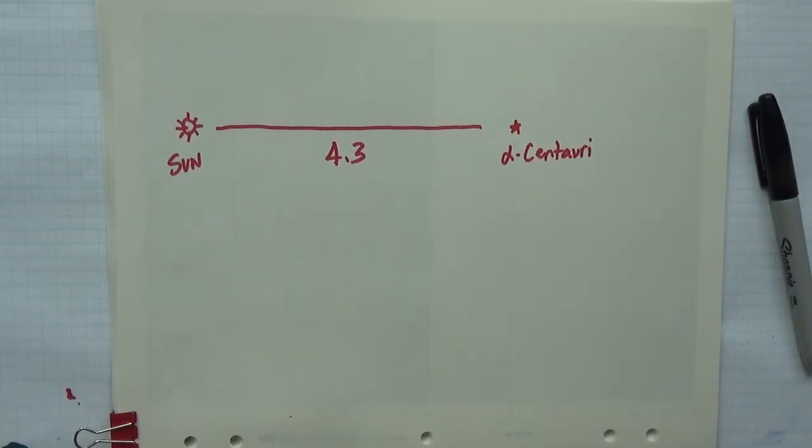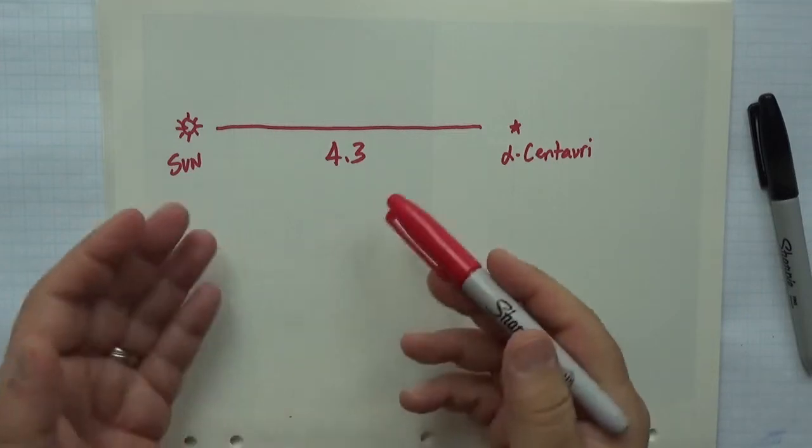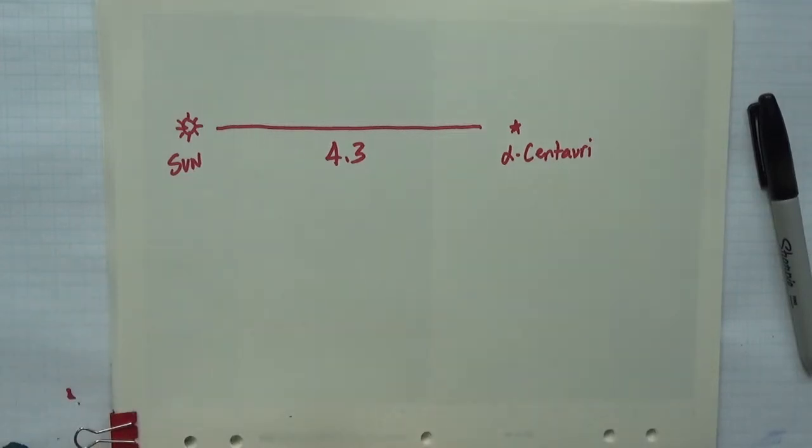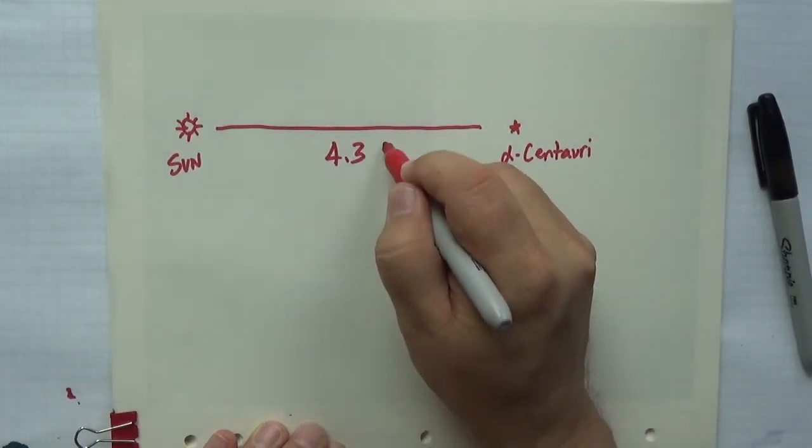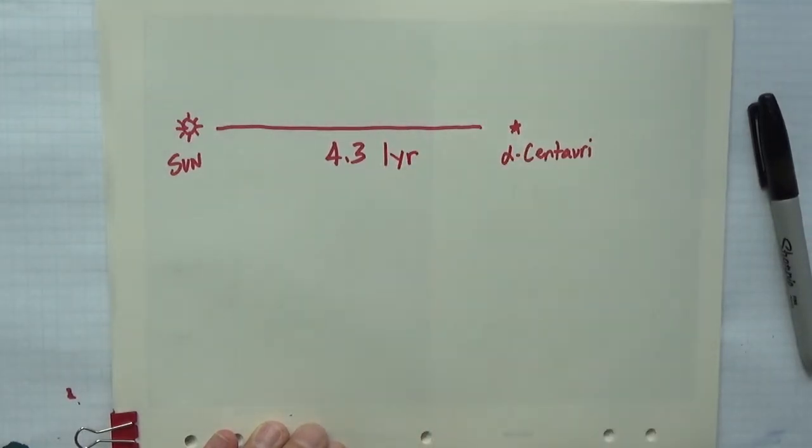4.3 miles, 4.3 minutes, 4.3 key lime pies, who knows? You have no idea what I mean unless I put a unit with that. And the unit is the statement of what it is we're actually measuring when we report a number. So in this case, when I say 4.3, the distance between the sun and Alpha Centauri is 4.3 light years.